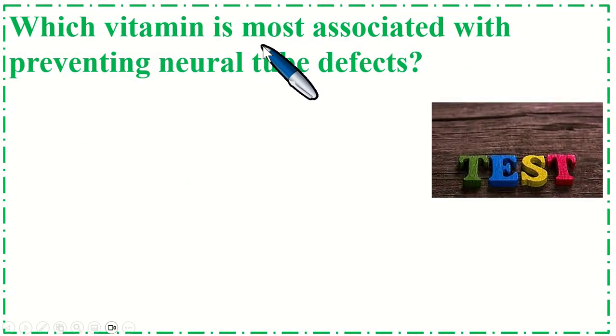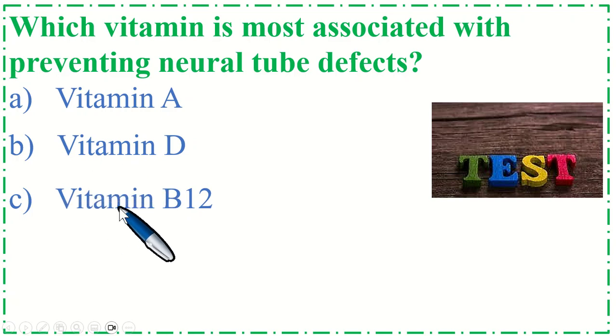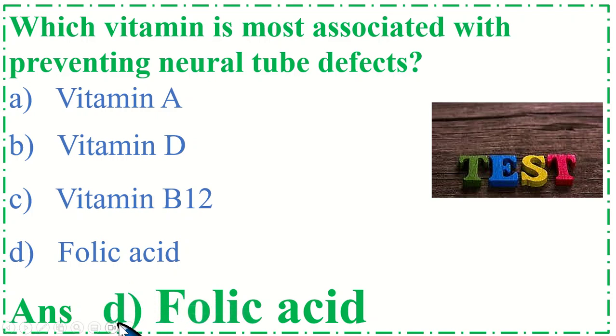Which vitamin is most associated with preventing neural tube defect? Option A vitamin A, B vitamin D, C vitamin B12, option D folic acid. So the correct option is D folic acid.